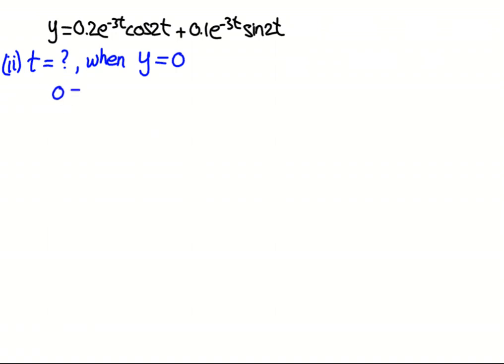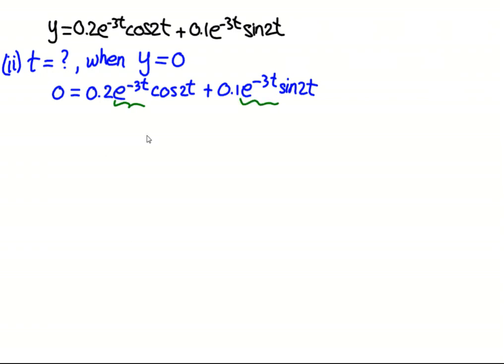So we have 0 equal to 0.2 e to negative 3t cosine 2t plus 0.1 e to negative 3t sine 2t. First of all, we notice that e to negative 3t is not going to be 0. Actually, it's going to be positive because exponential functions go like this, except when t goes to negative infinity, then that will be 0. But we don't have it. So with that in mind, we will do this.